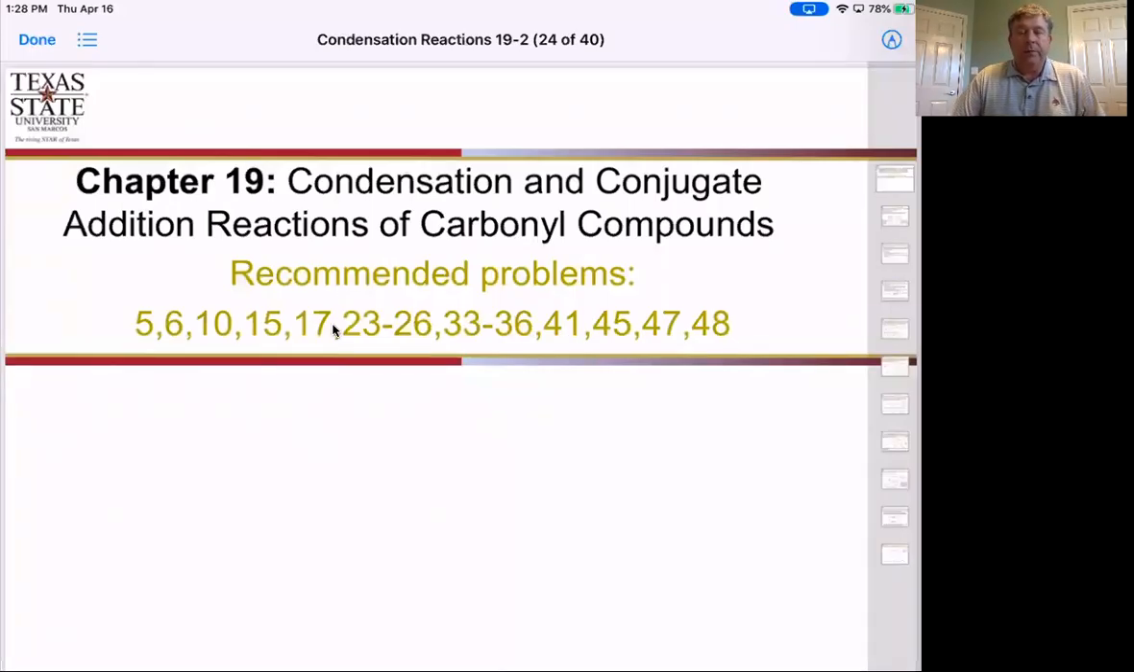Okay, Chemistry 2342. Here is the second part of Chapter 19, Part 2. We're going to talk about additional condensation reactions.